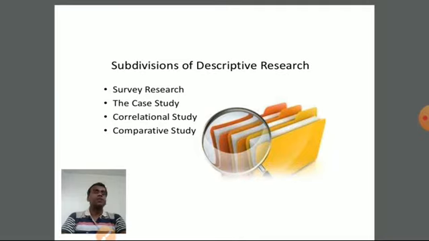As far as descriptive research is concerned, there are certain subdivisions which come under the category of descriptive research, and those are survey research. As I told you, whatever research we conduct by using survey or surveys comes under this category of descriptive research. Second one, the case study. We go for cases or case studies also. This is another method of conducting descriptive research, and that can be done by using case study.